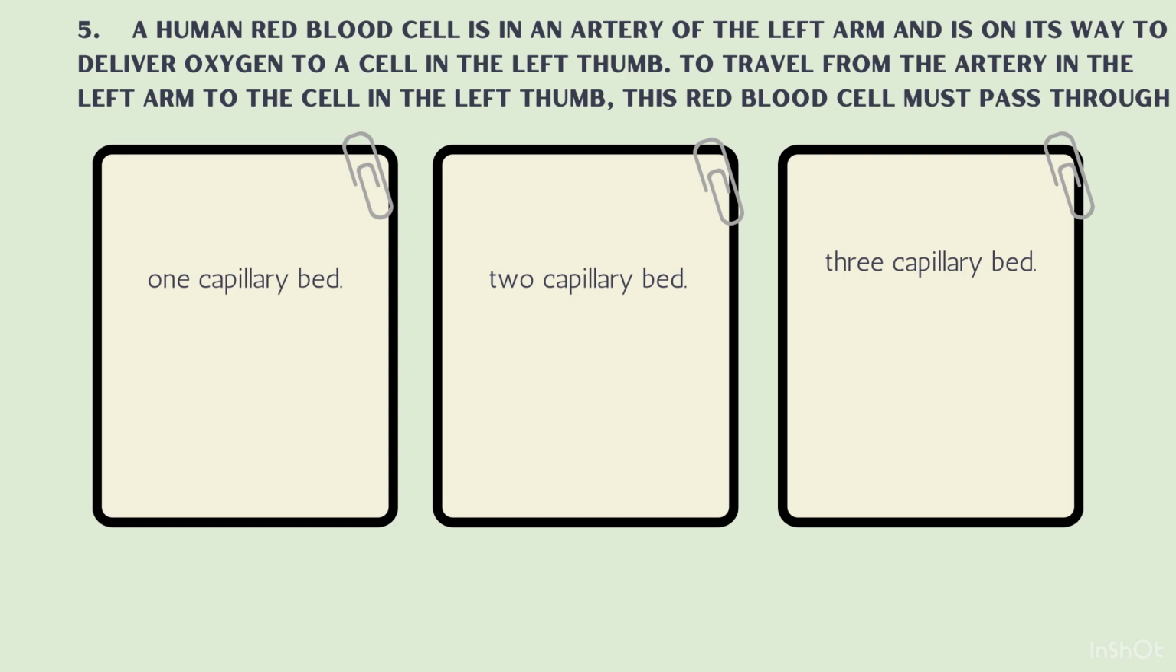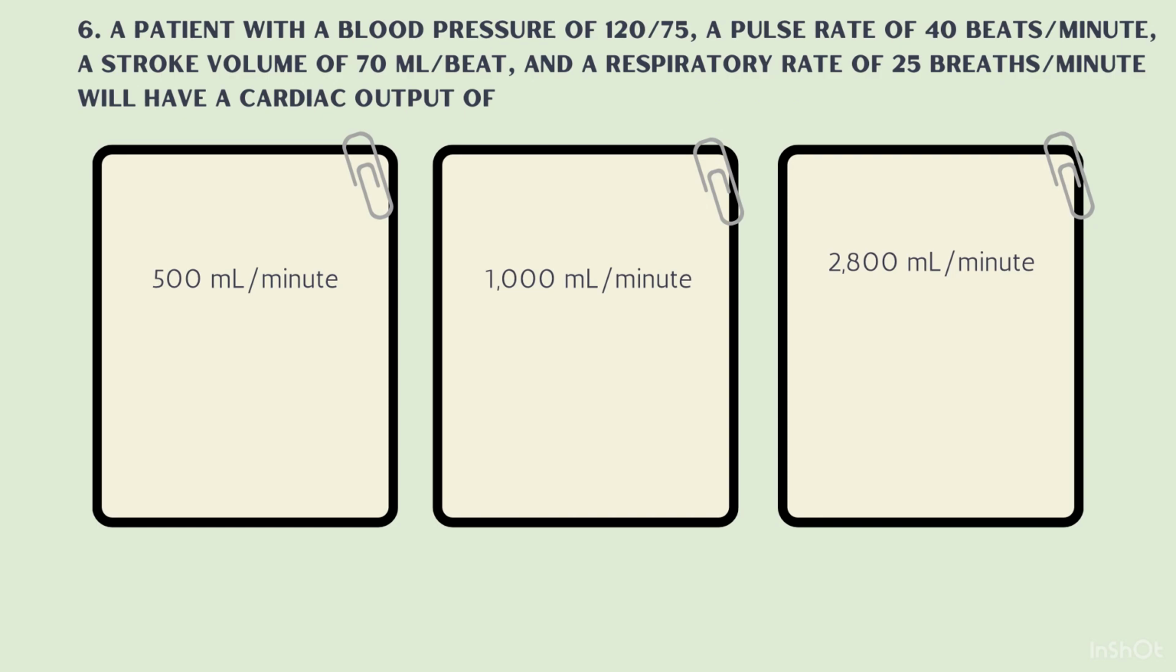A human red blood cell is in an artery in the left arm and is on its way to deliver oxygen to a cell in the left thumb. To travel from the artery in the left arm to the cell in the left thumb, the red blood cell must pass through one capillary bed. I'll have more information about capillary beds in another video if you want more information about that. Let's look at number 6.